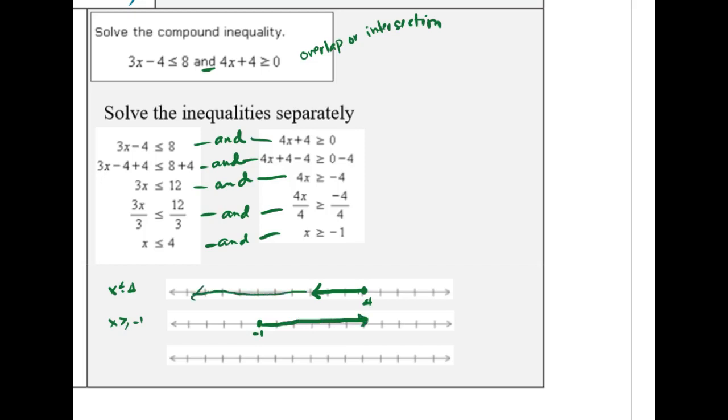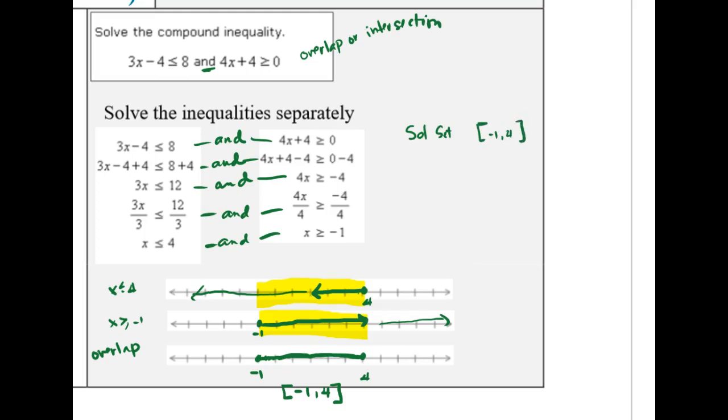Let's extend the arrows and look for the overlap. So if we put one graph on top of the other, they will overlap at -1 to 4, that segment. The interval notation for the solution set is -1 to 4 with square brackets on both sides. The set builder notation for the solution set is written this way.